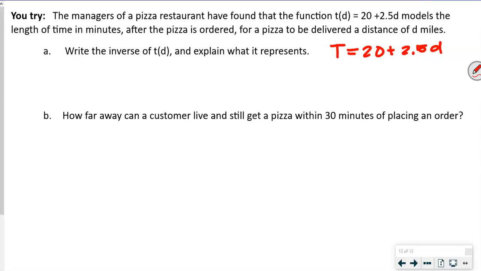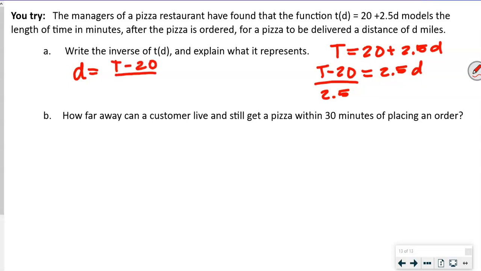So if we want to do the inverse of that, what are we going to do? We're going to subtract that 20. So it's going to be t minus 20 equals 2.5d. So then we're just going to divide that by 2.5, right? And that's going to give us our d. So our formula is distance is equal to the time minus 20 over 2.5. And what does this tell us?